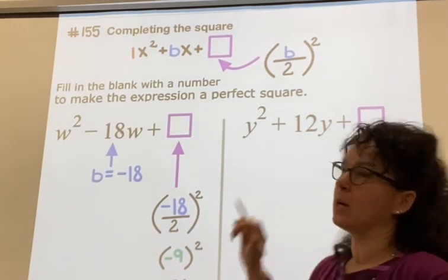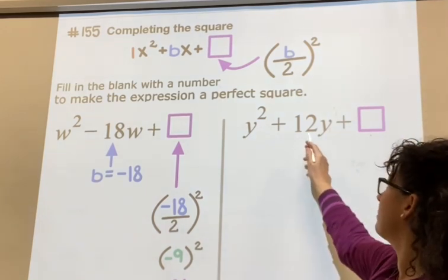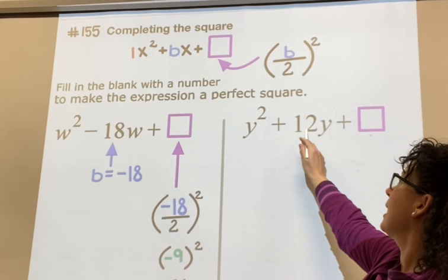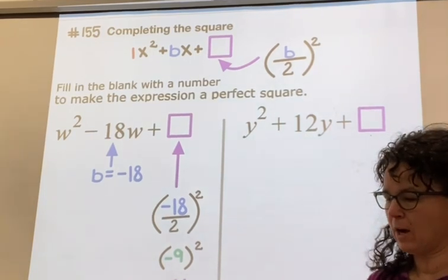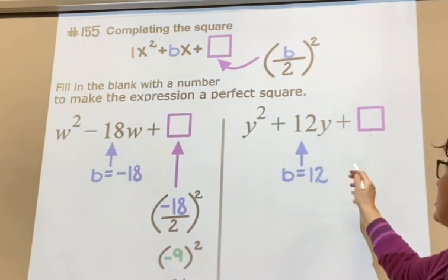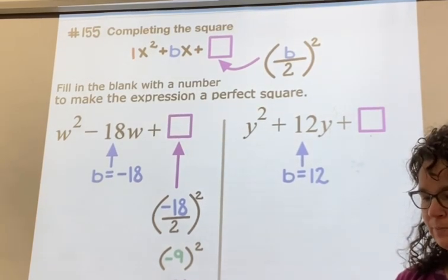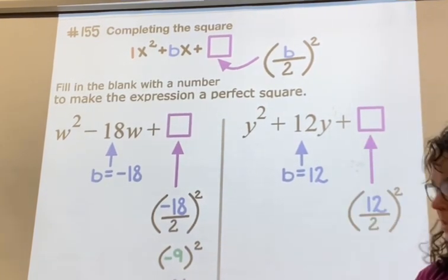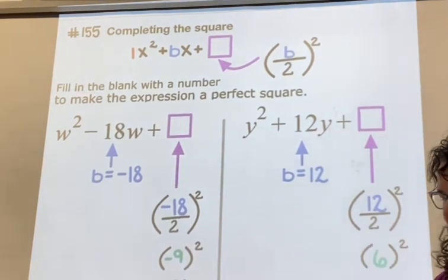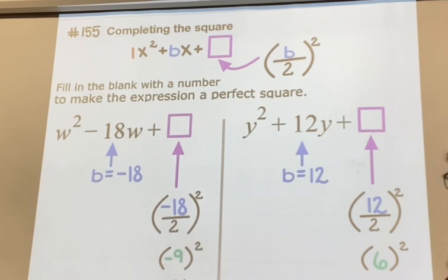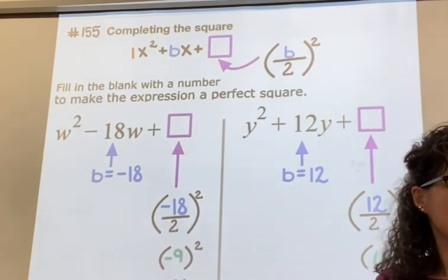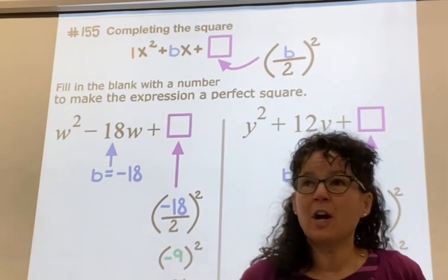Okay, this next one, I just grab one more time the b value, ax squared plus bx plus c. I grab the number in front of y there, so my b is 12. And then you're going to divide it by 2. So 12 divided by 2 is 6. And then 6 squared is 36. And then that's the number that would go right there. For this topic, that's all you've got to do.